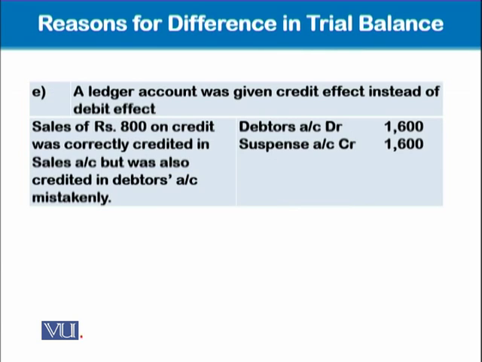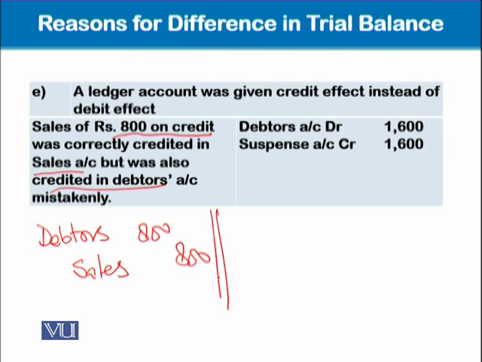Now a ledger account was given credit effect instead of debit effect. The sales of 800 on credit was correctly credited in the sales account but was also credited in the debtors account. So what was the correct entry? Debtors account debit and sales account credit with 800. So what wrong did we do? The wrong is that sales account and debtors account both are being credited. There is nothing in debit.